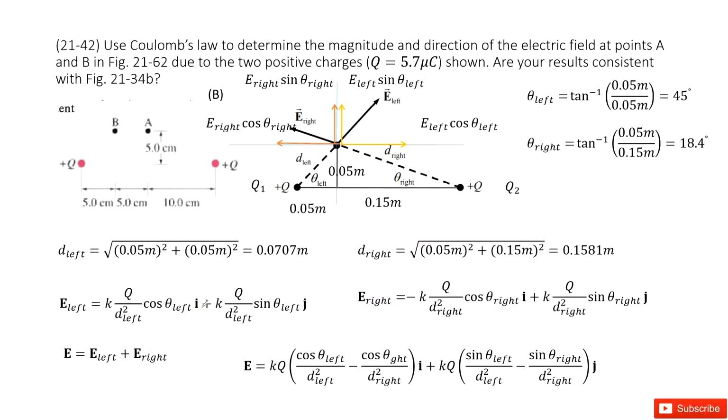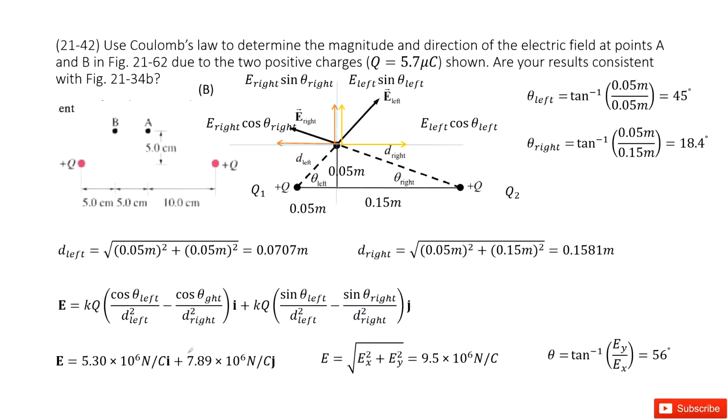Next step, we need to add these two vectors together. So you can see we add them together, and the equation looks like this one. In these equations, you can see K is a constant, Q is given, theta left and theta right are found, and D left and D right are found. So we input all the known quantities, and we get the answer as this one.